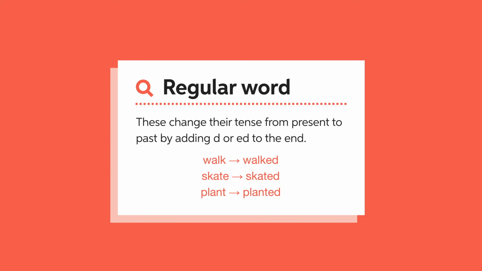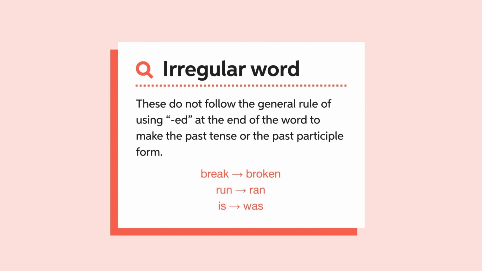A word is categorized as regular or irregular depending on how it is conjugated. Words that are classified as regular change their tense from present to past by adding d or ed to the end. For example, walk becomes walked, skate becomes skated, and plant becomes planted. There are fewer than 200 words that don't follow this pattern in English. These words are called irregular. Break, run, and is are examples of irregular words. Be is also an irregular verb, which may come as a surprise, but if you think about its conjugations like will, be, and been, it makes sense.